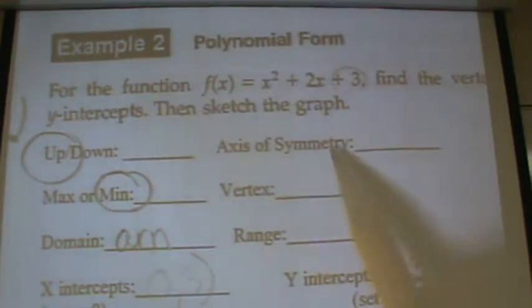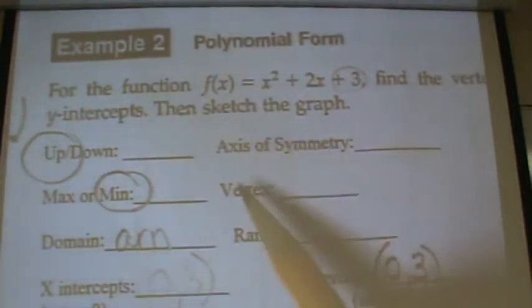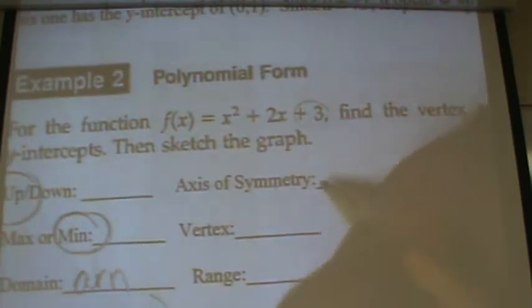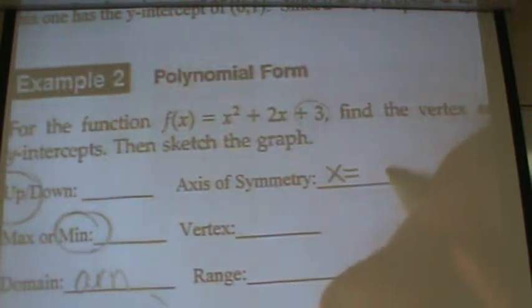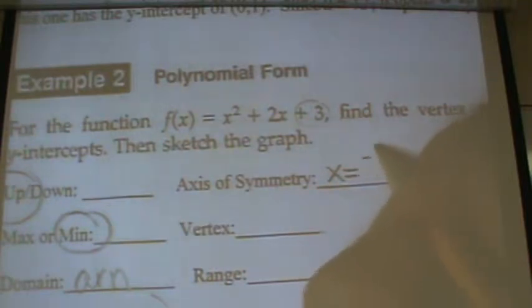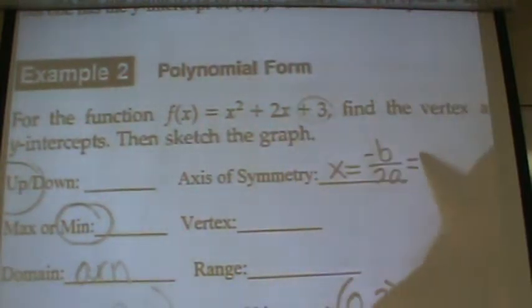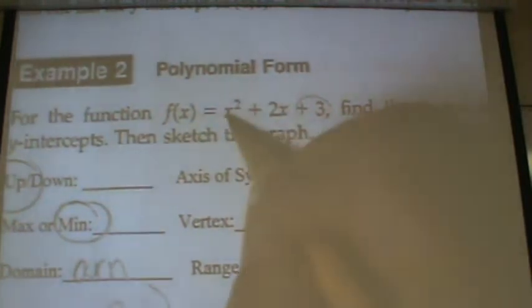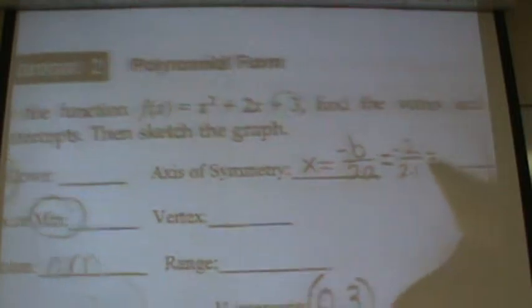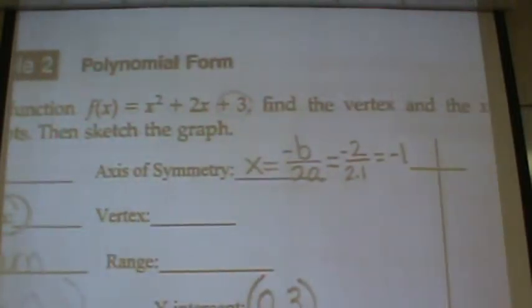Your vertex and your axis of symmetry. Does anybody remember in 9th grade how you were taught how to do axis of symmetry? There was a formula. X equals, anyone? Something over b. Oh, b over 2a. Good, negative b over 2a. Now, what is the b value? 2. So it's negative 2 over 2 times, what's the a value? 1. So what is your axis of symmetry? X equals negative 1. It's a vertical line at negative 1. Let's graph it. X equals negative 1.